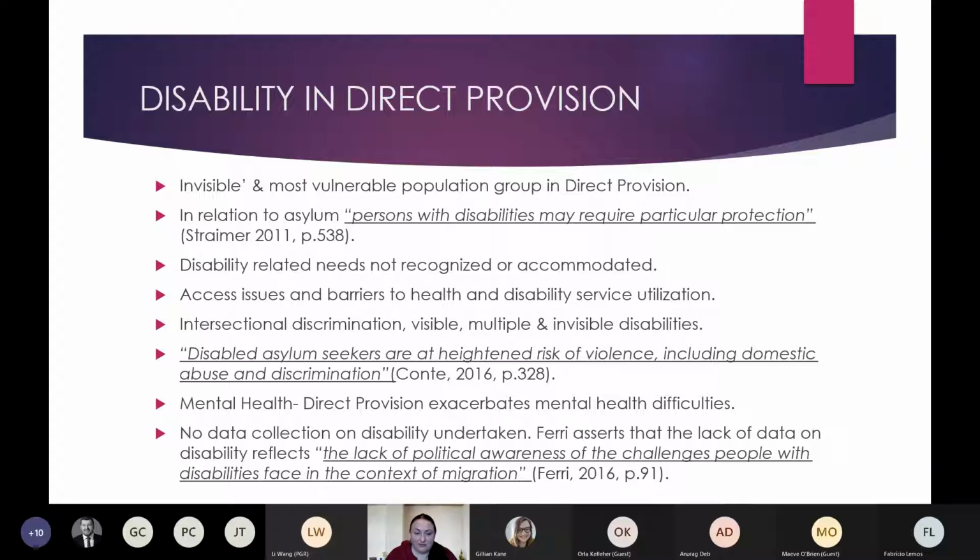Mental health is another area that needs to be spoken about, and it could be a whole presentation. Direct provision has been argued to exacerbate mental health difficulties for individuals in direct provision, including child asylum seekers. And there is no data at all collected in relation to disability within the direct provision system since 1999. It is something that really needs to be changed. Ferry asserts that the lack of data on disability reflects the lack of awareness of the issues relating to migration and asylum within institutions.